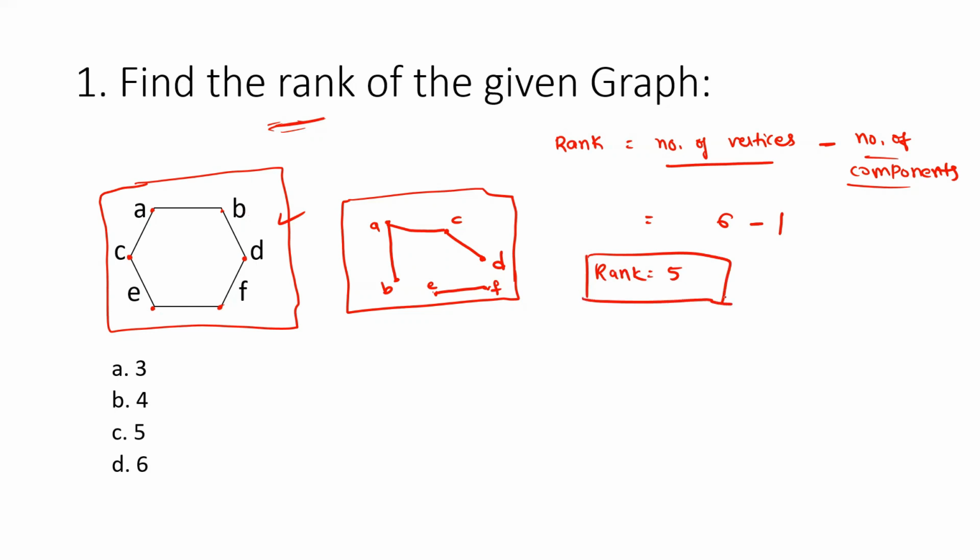The most important thing that you have to remember is that the rank of a given graph is given by the formula: number of vertices minus the number of components in the graph. The number of vertices is nothing but the number of nodes present in the graph, and the number of components is the number of separated units present in the graph. If you subtract the number of components from the number of vertices, you will be able to get the rank of the given graph. Now in this question, the number of vertices is 6, and the number of components is 1.